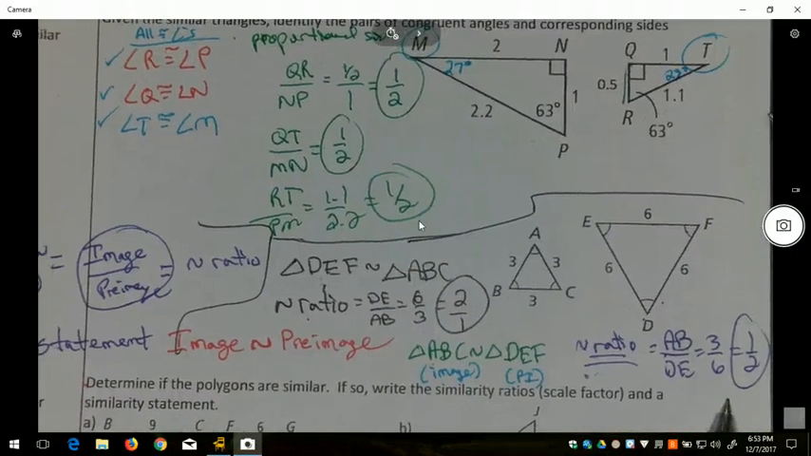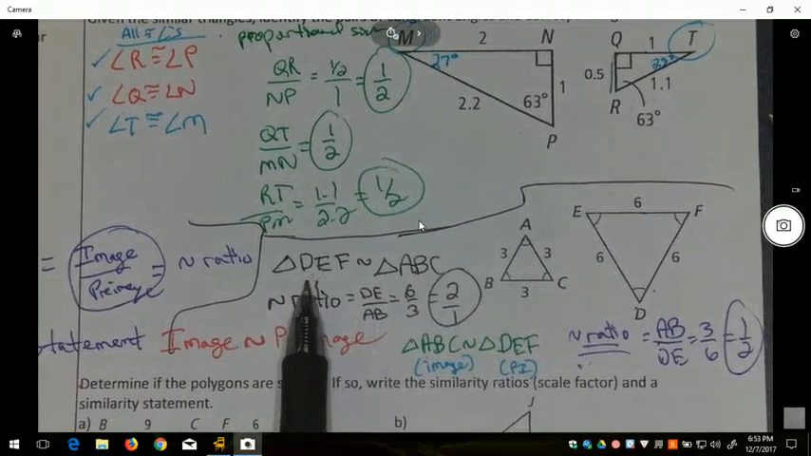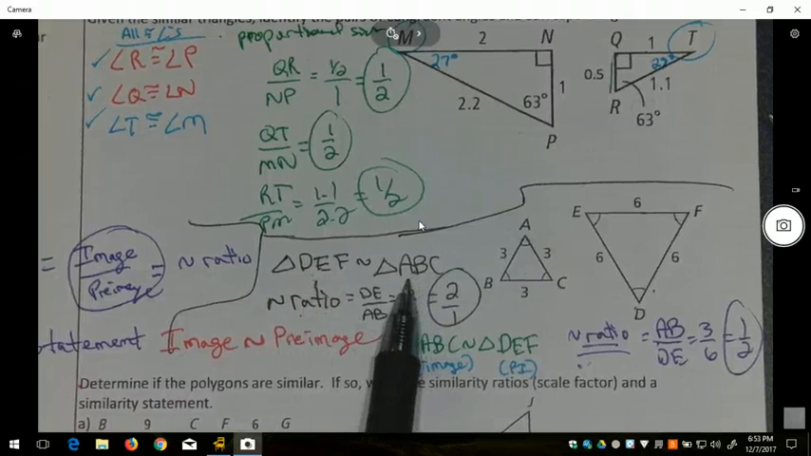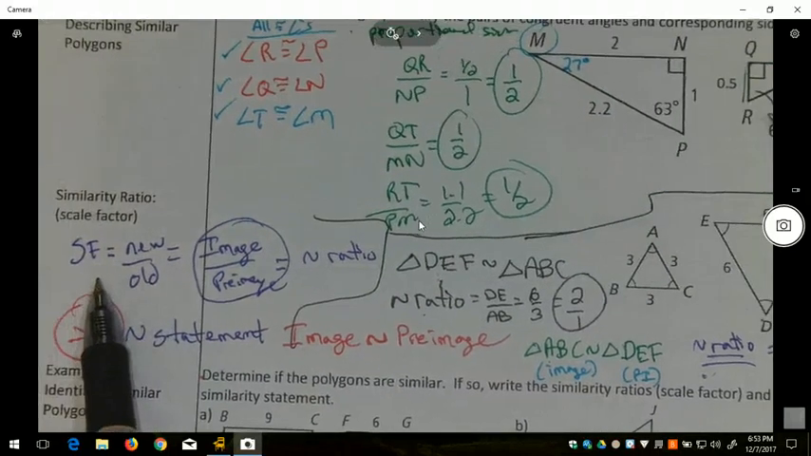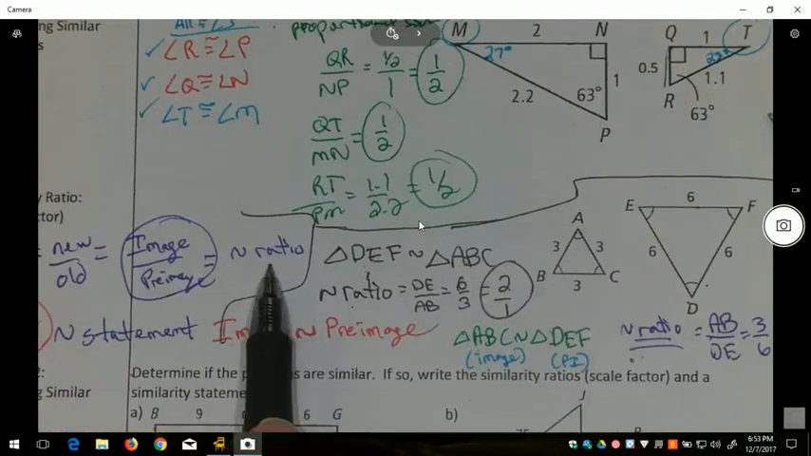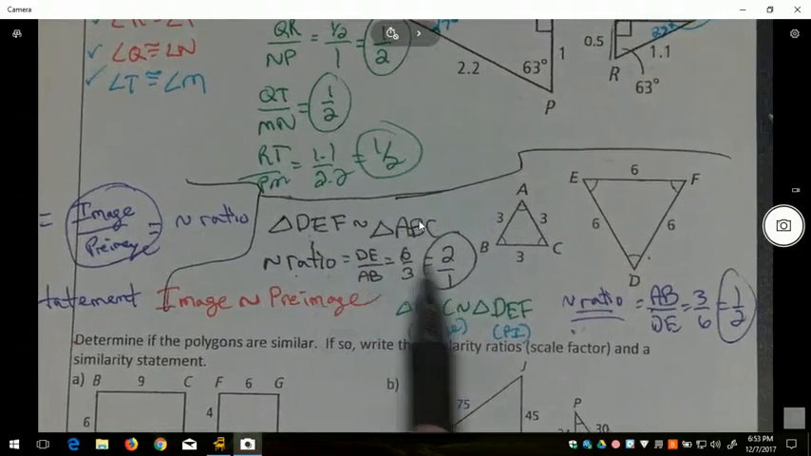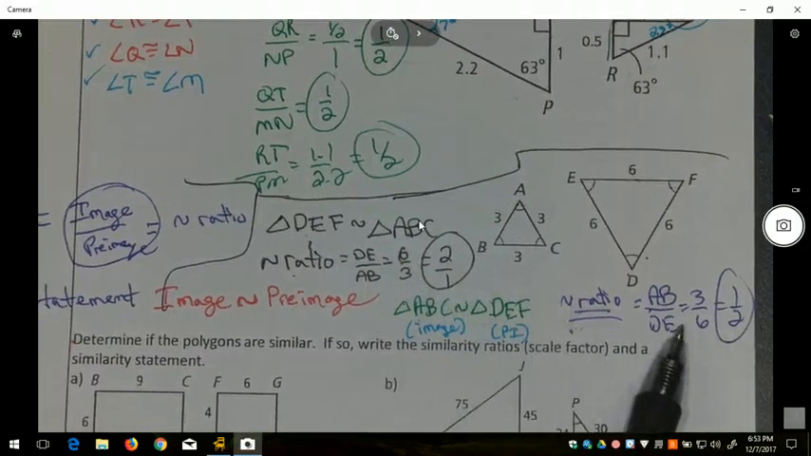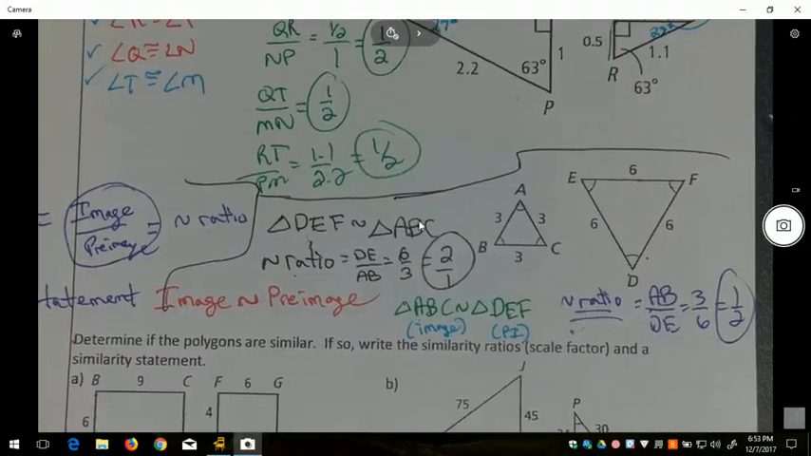So it's very important for you to know that when they give you a similarity statement, the first one is the image, and the second is the pre-image. So that when you write your ratio, whether you call it scale factor, new over old, or similarity ratio, you are writing the image over the pre-image to get that ratio. You'll get a very different, or at least a reciprocal answer, depending on which statement is given to you.